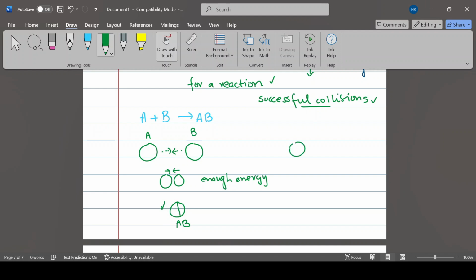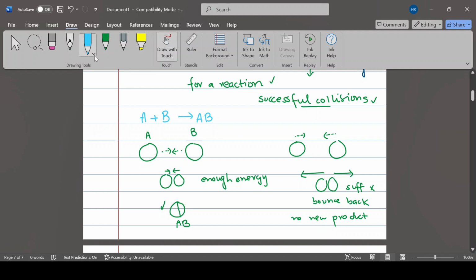But let's say what happens in the case when they don't have enough energy. The particles are coming close to one another. As they come close, they collide. But when they collide, because they don't have sufficient energy, they are going to bounce back, and once they bounce back, no new product is formed. So we don't have any new product in this case. Now, the first one, because a new product is formed, is an example of a successful reaction. But the second one, in which the particles don't have enough energy, is not a reaction that is happening. So the reaction fails.